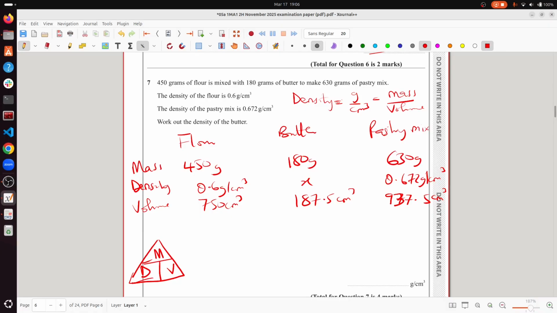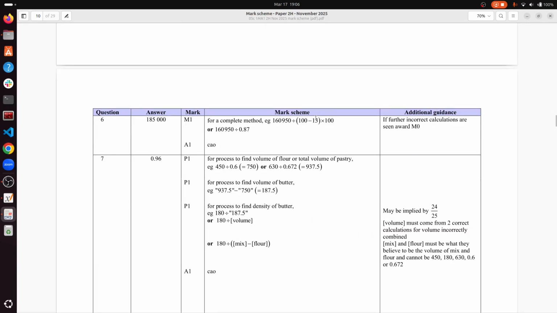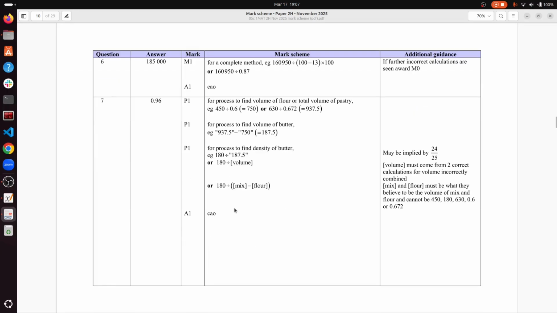We can now find the density, which is going to be mass over volume, 180 over 187.5, which is 0.96 grams per cm cube. 185,000, that was correct, and 0.96, that's correct as well.